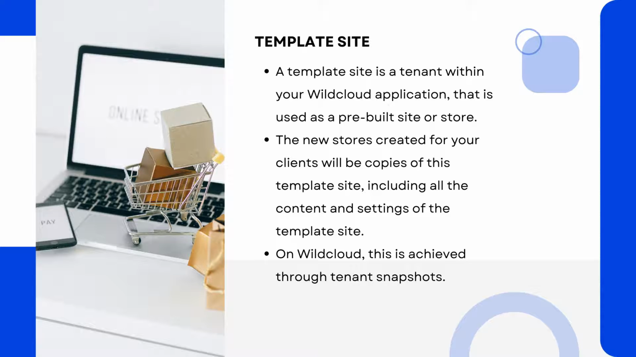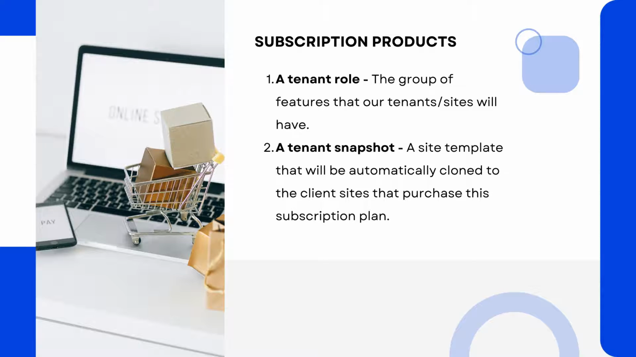So when we finish configuring our site, we must convert it into a tenant snapshot. Each subscription product you sell on your e-commerce platform must contain two things. First, a tenant role, which we created in past lessons, and is the group of features that our tenants/sites will have. Second, a tenant snapshot, which we will create in this lesson, and is a pre-built site that will be automatically cloned to the client sites that purchase this subscription plan. We'll see more on subscription products in the next lesson.